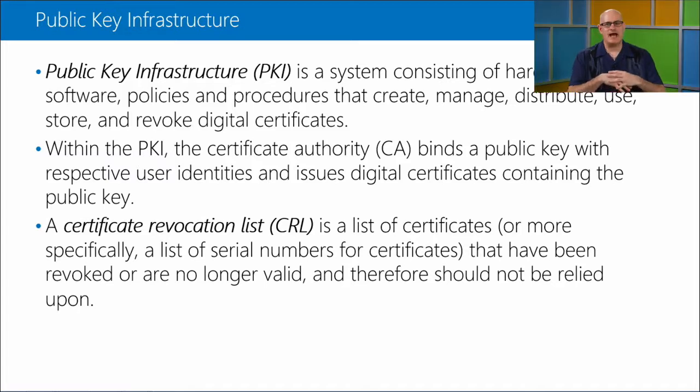Within PKI, the certificate authority, commonly referred to as the CA, binds a public key with respective user identities and issues digital certificates containing the public key. A certificate revocation list, CRL, is a list of certificates, or more specifically, a list of serial numbers for certificates that have been revoked and are no longer valid.